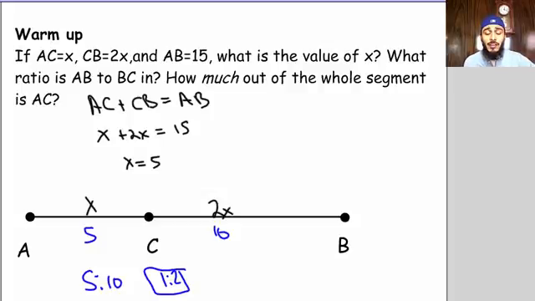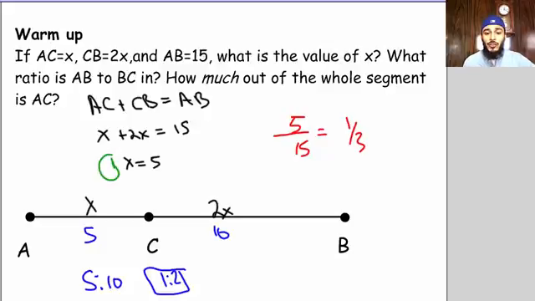And then the last question says, how much out of the whole segment is AC? Well, then that would be 5 out of 15. Whoops, sorry. That should say 5 out of 15. And when we reduce that, we could say it's actually 1/3. So the answer to the first question is X is equal to 5.